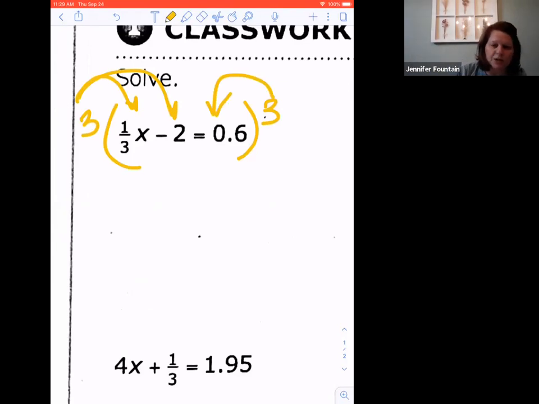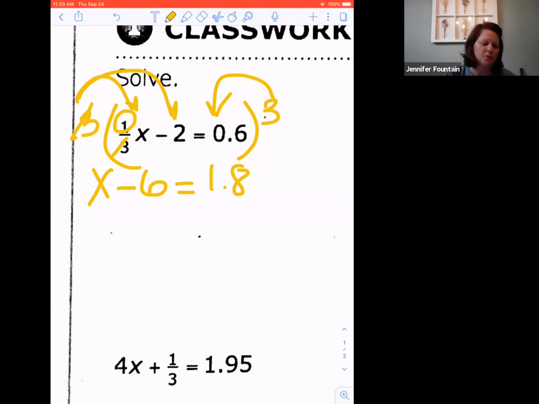3 times 1/3 x, again, my 3's are going to cancel, and all that I'm left with is 1. So I've got 1x, or just x, minus 3 times -2 is going to be -6. So on the left-hand side, I have x minus 6 equals 3 times 0.6 is going to be 1.8. So I've cleared my fraction.